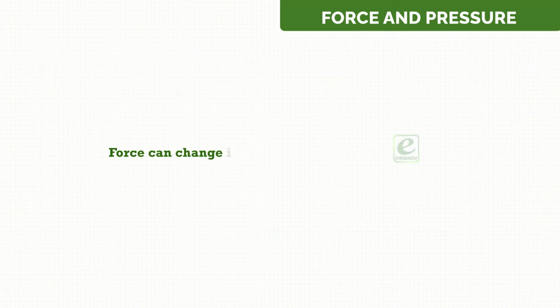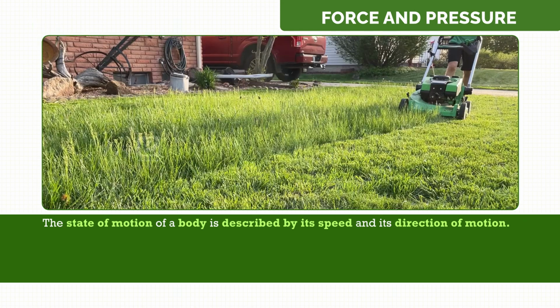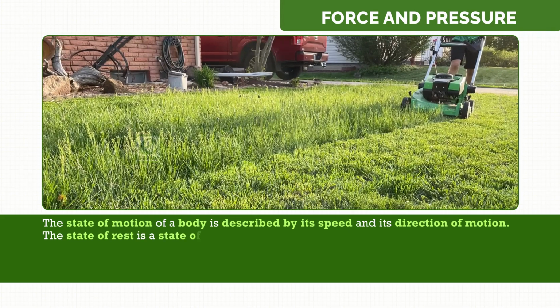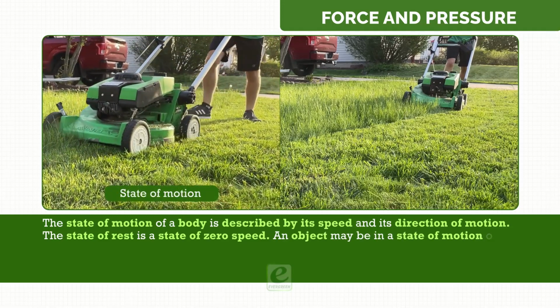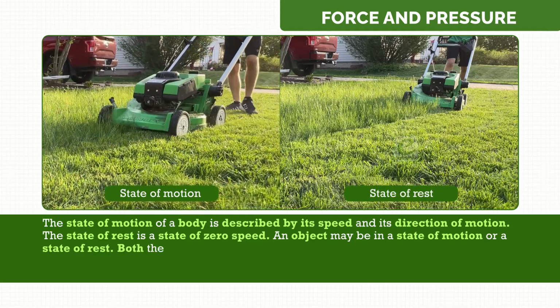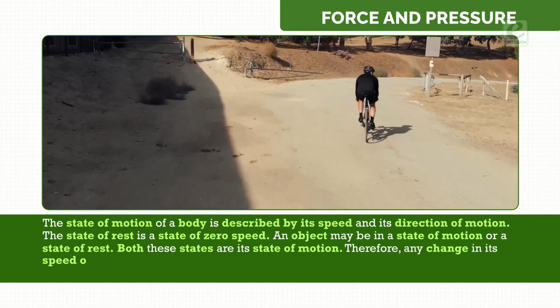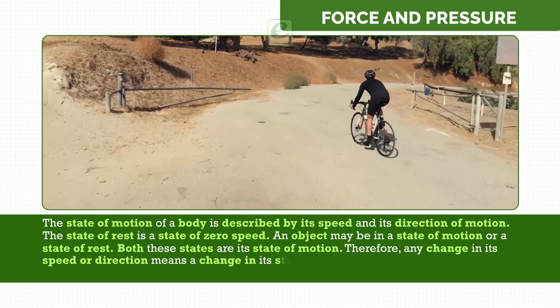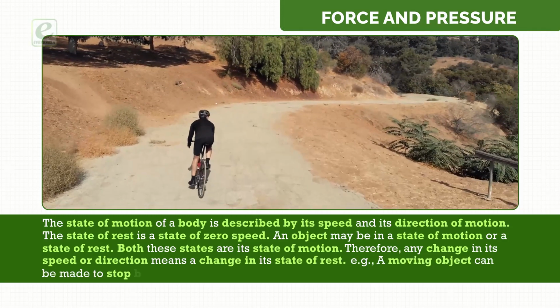Force can change its state of motion into state of rest. This is because the state of motion of a body is described by its speed and its direction of motion. The state of rest is a state of zero speed. An object may be in a state of motion or a state of rest. Both these states are its state of motion. Therefore, any change in its speed or direction means a change in its state of rest. Example: a moving object can be made to stop by applying a force.